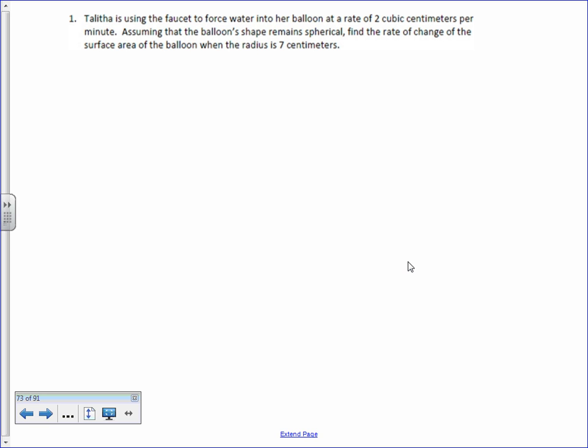Okay, so Talitha is using the faucet to force water into a balloon at a rate of 2 cubic centimeters per minute. So first thing, I'm going to go ahead and draw my picture. Here's my balloon. I'll leave some space here for the water to be coming in. Here's the water coming in at 2 cubic centimeters per minute. It's not a perfect sphere, but you get the idea. Assuming that the balloon shape remains spherical, find the rate of change of the surface area.